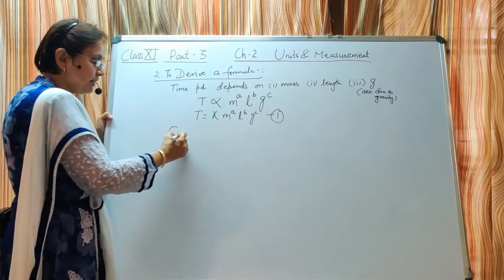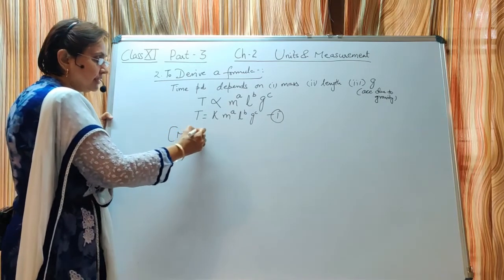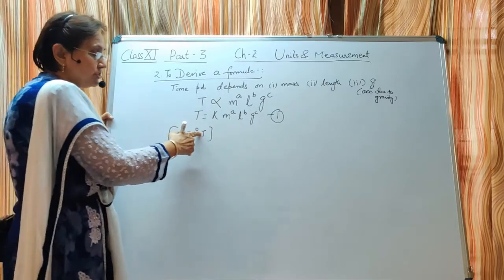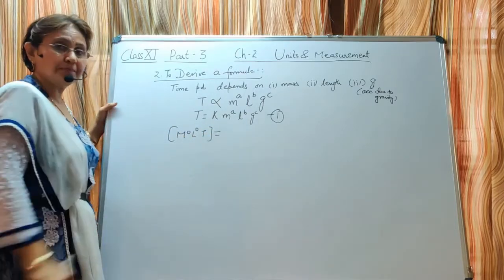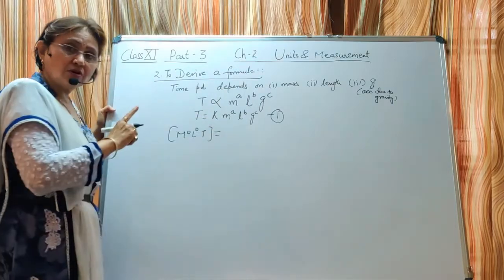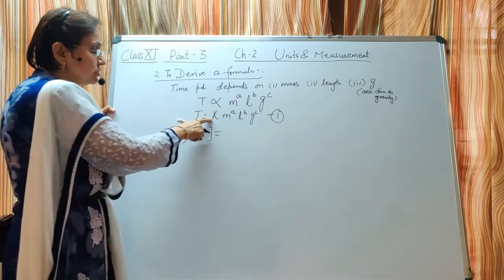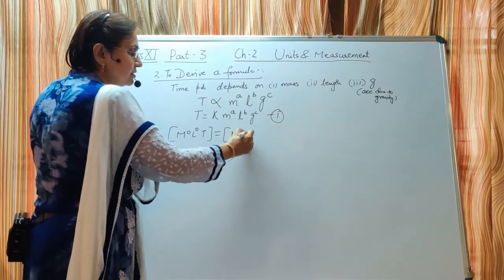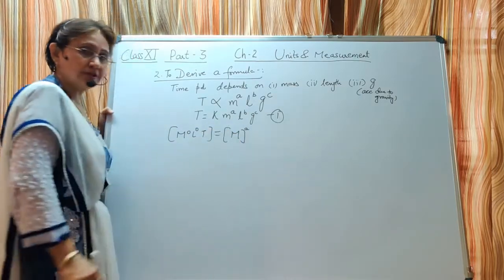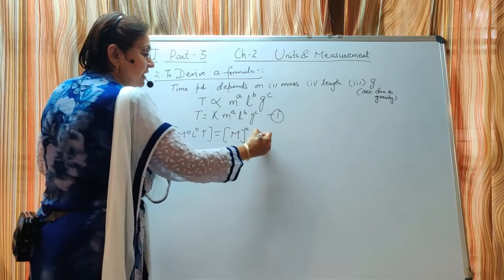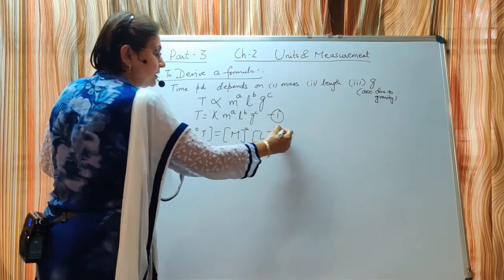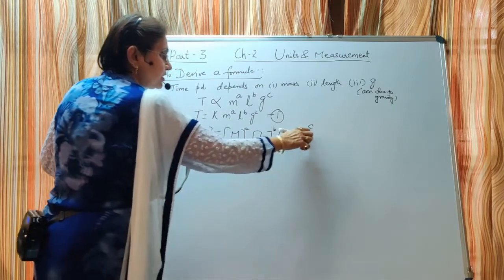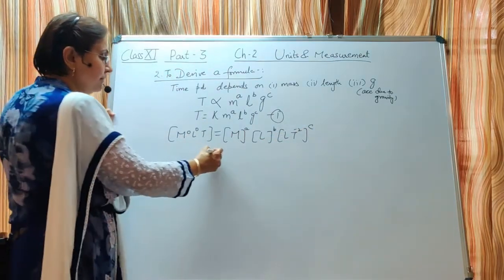This is the time period, and as we know, the time period has a dimensional formula M raised to the power 0, L raised to the power 0, T raised to the power 1. k is a dimensionless constant, so it doesn't have any dimension. M is the mass, which has a dimension capital M. L is the length, whose dimension is capital L. g is the acceleration due to gravity, whose dimension is L T raised to the power minus 2.